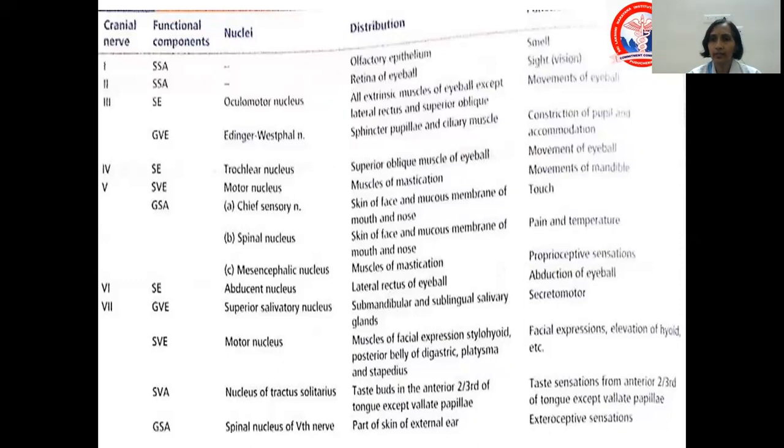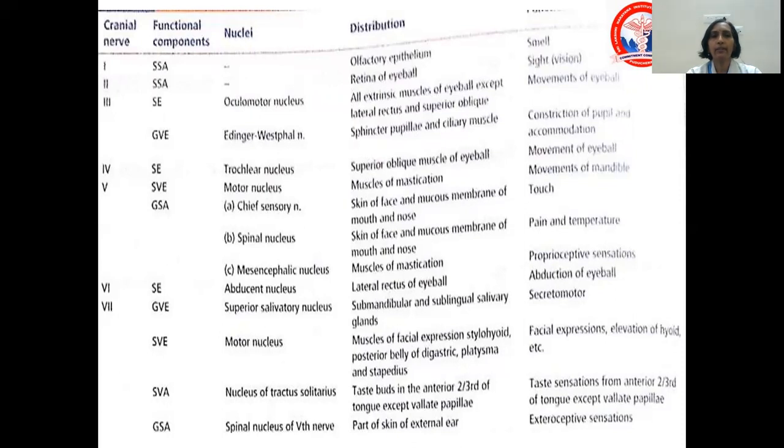The second component in the oculomotor nerve is general visceral efferent. This parasympathetic component is contributed by the Edinger-Westphal nucleus located in the midbrain, and these fibers run along the oculomotor nerve, relay in the ciliary ganglion, and from there the postganglionic fibers supply the sphincter pupillae and dilator pupillae. These are the intrinsic muscles within the eyeball, which are responsible for constriction and dilatation of the pupil for accommodation.